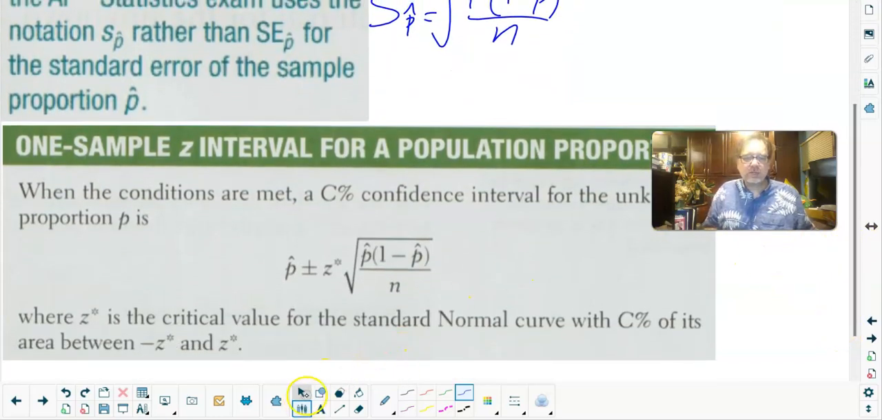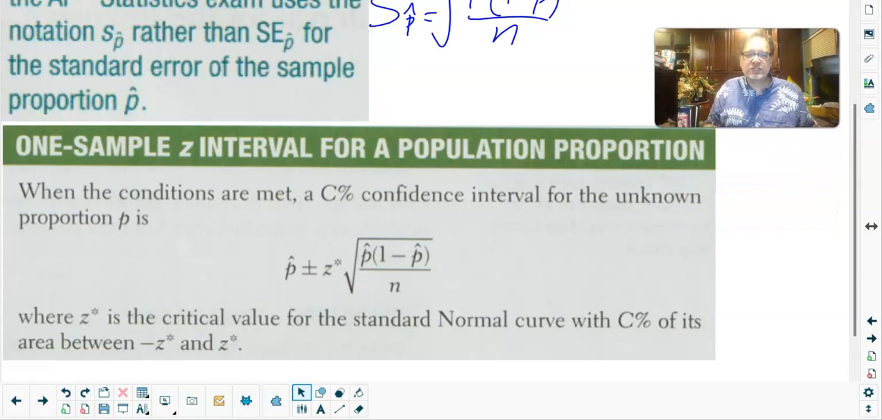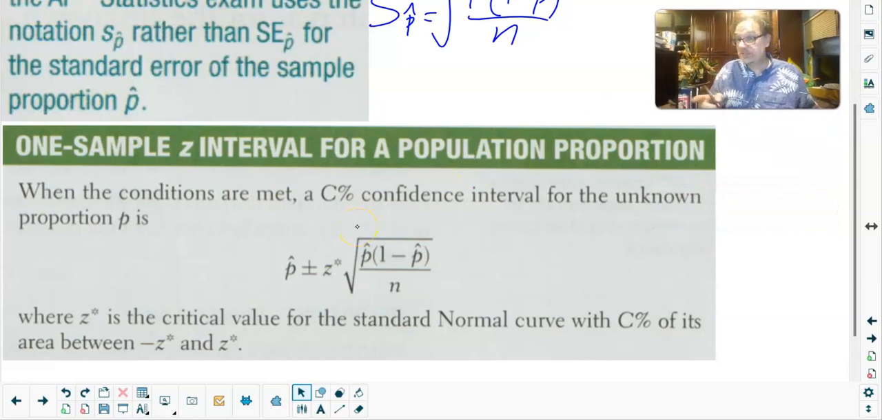So how are we going to do this? When we meet those conditions, the large count condition, random samples, 10% rule, we can create our confidence interval using this formula. P hat, that's my point estimate, plus or minus the critical value of z times the standard error.